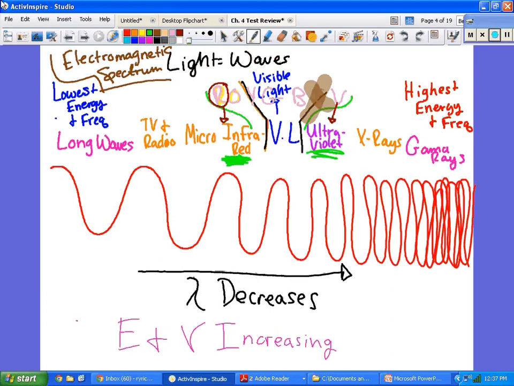Okay? And then after visible light, we get in the ultraviolet range, X-rays, gamma rays. And so that is your visible light spectrum. Again, the thing at the bottom is the most important. As your wavelength decreases, your frequency and your energy increase. Okay? All right. Moving on to the next one, a quantum.